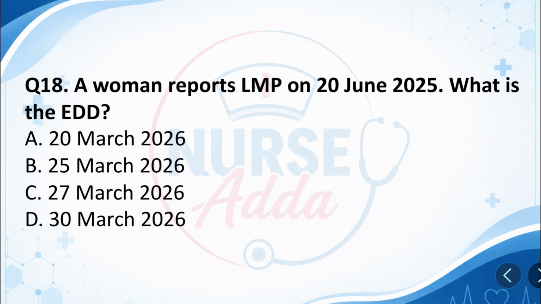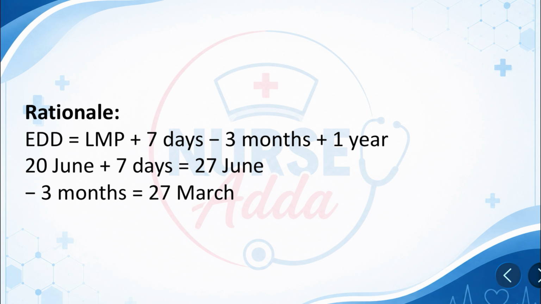Question number 18. A woman reports LMP on 20 June 2025. What is the EDD? The right answer is option C, 27 March 2026. EDD is equal to LMP plus 7 days, minus 3 months, plus 1 year.